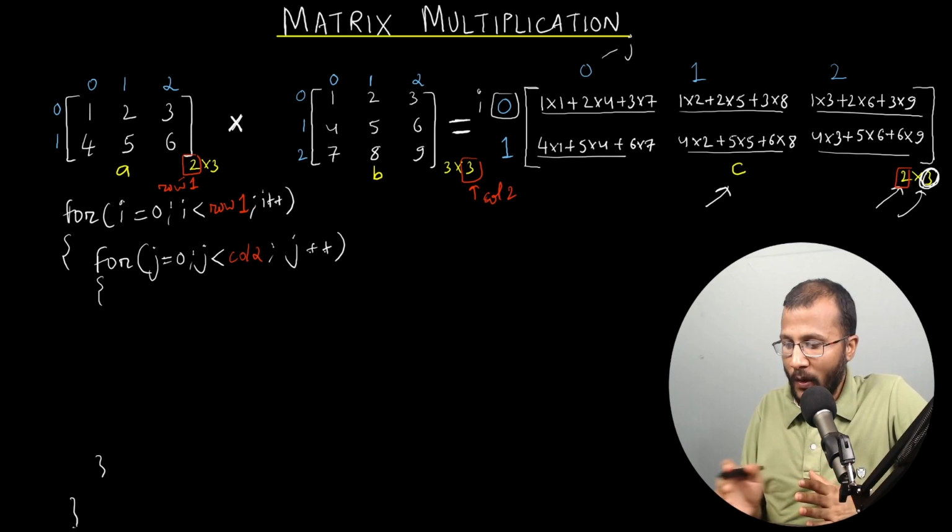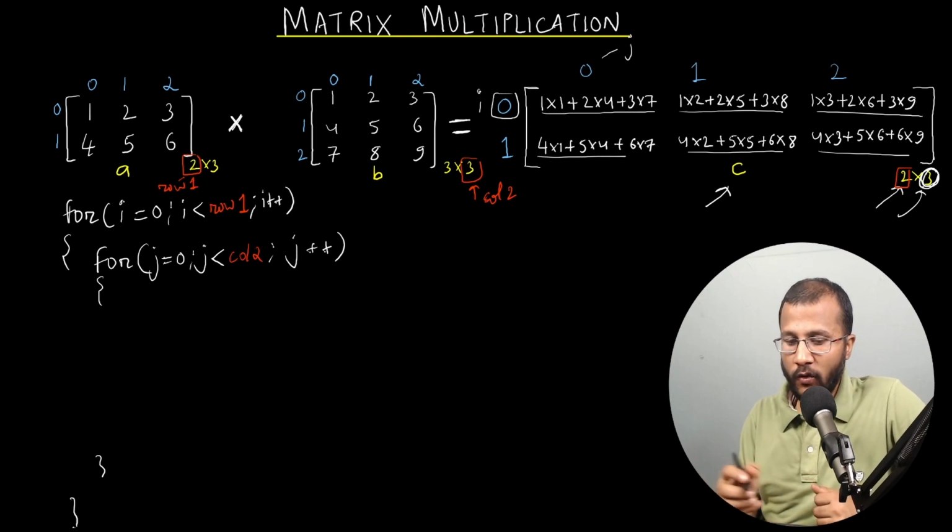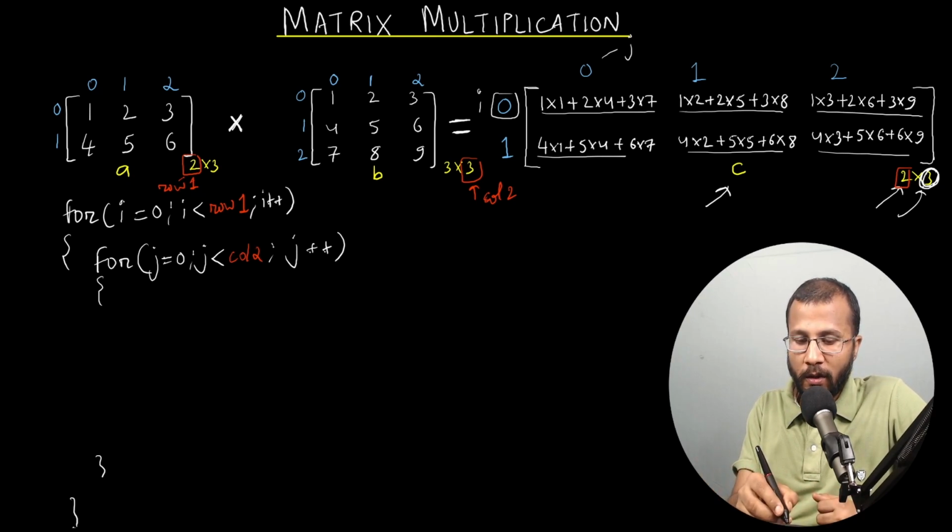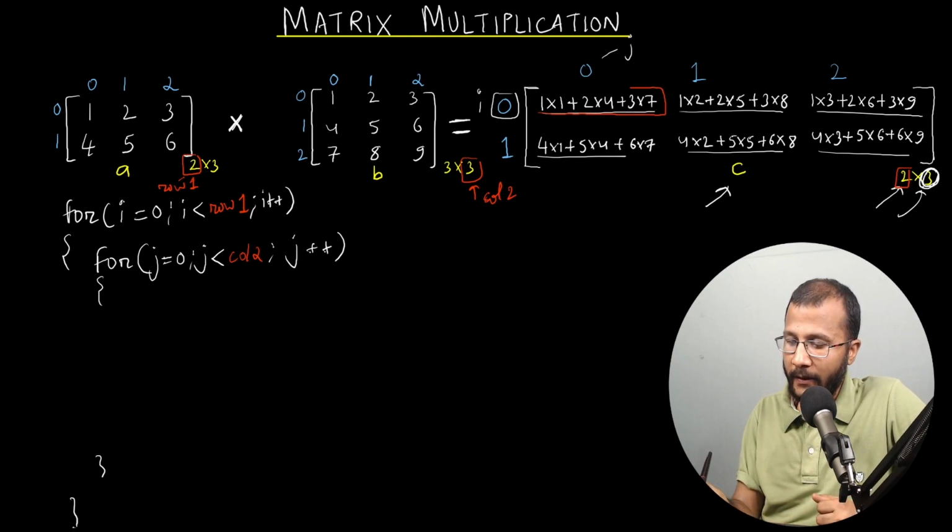Alright. So once this loop is done, now we need to write code to somehow get this element. How do I get this particular element? To get the element at index 0 0 of the resultant matrix C, I'll be placing an element here, right? But this is nothing but a series of additions, three additions: 1 times 1 plus 2 times 4 plus 3 times 7.